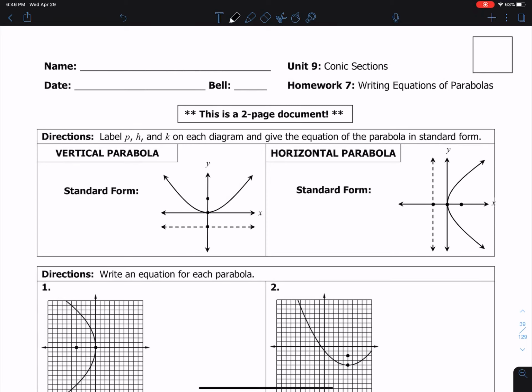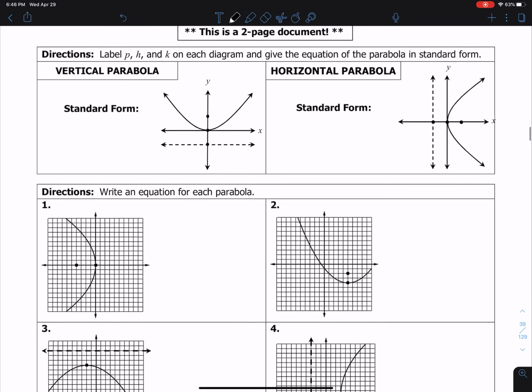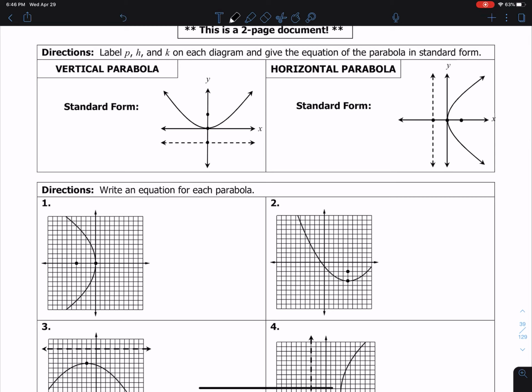This is the video for homework 7, which is writing equations of parabolas. On this one, we're just going to do the odds, but we're going to do the entire assignment. Like, we're not just doing the first page. So on here, we're going to label these parts of the diagram.